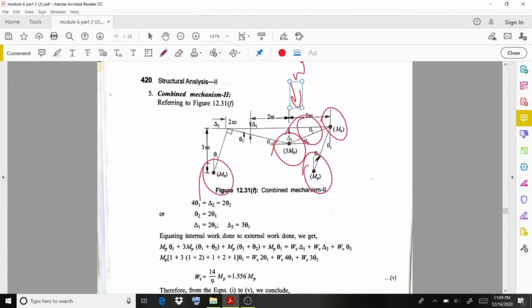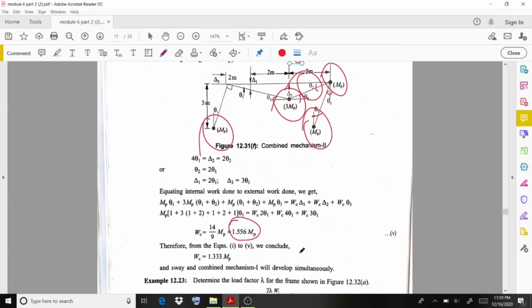And if this is theta 1, obviously here also theta 1, and if you consider this theta 2, then here also it is going to be theta 2. The rotation happens in this way. Then just substituting those values, finally you'll get a value of 1.556 Mp. Okay, then finally our conclusion is to calculate this collapse load. So in this case it is concluded that 1.33 Mp.